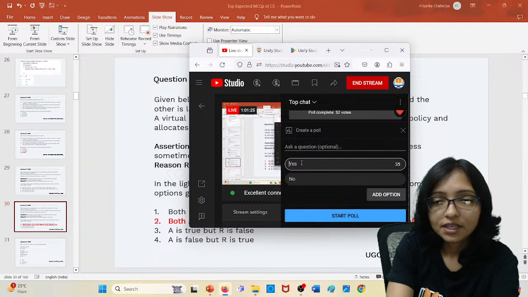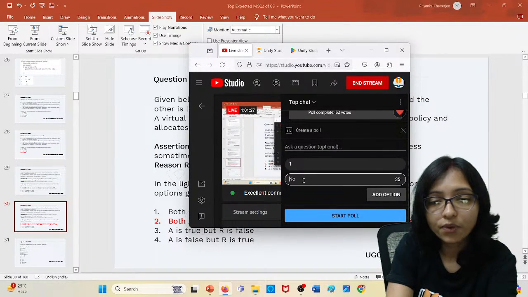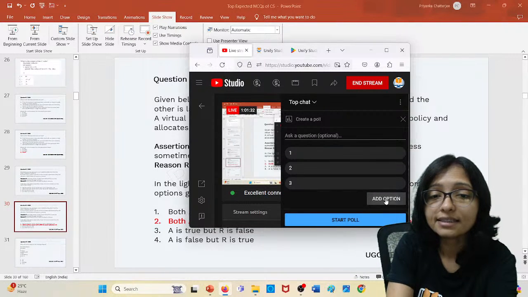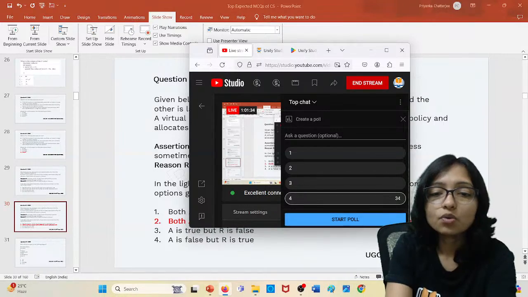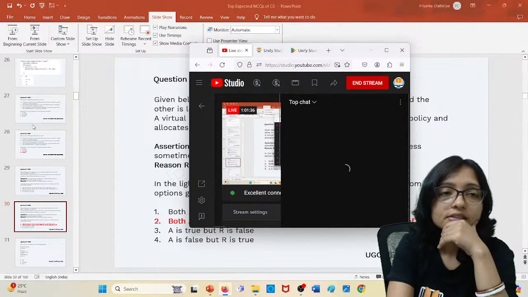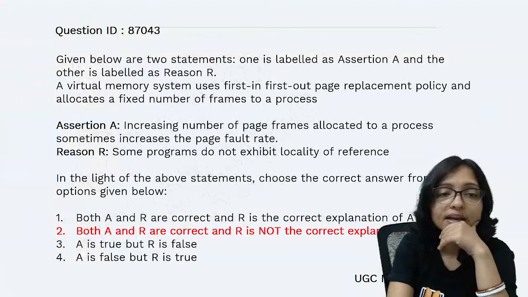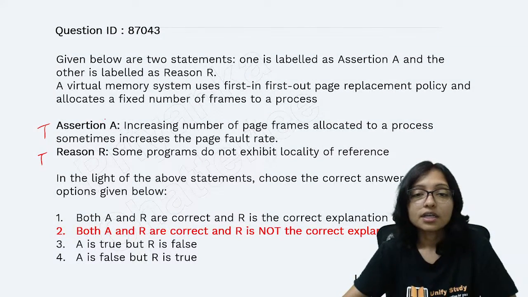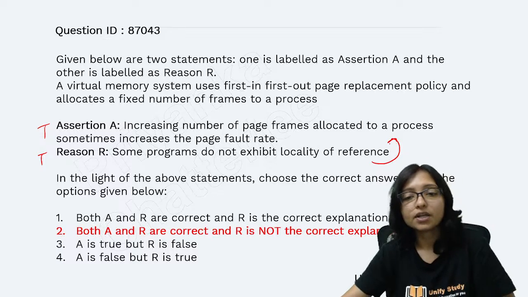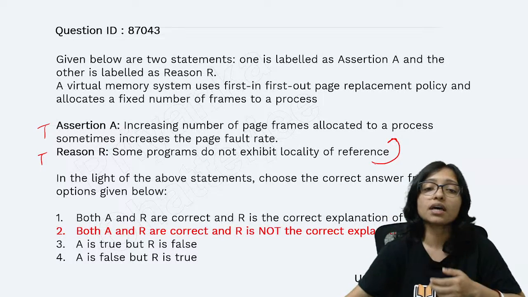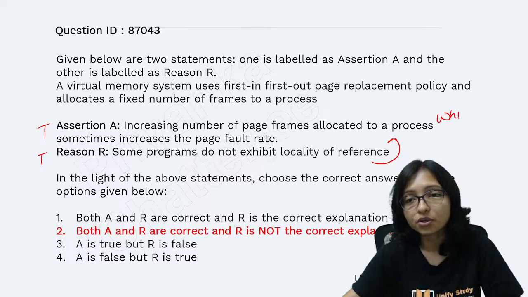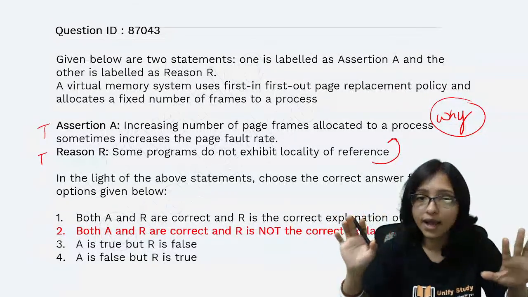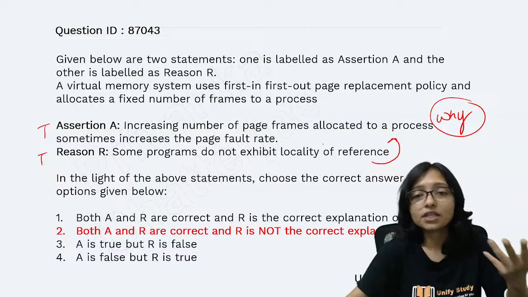Why? Whenever you do an assertion reason question, ask yourself why. Am I getting the answer why? If you are getting the answer why from the reason, then only the reason is correct, otherwise it is not correct. These are two separate statements. It is not supporting the statement, and that's why it is not the correct explanation. Always ask yourself why. It is the best way for assertion reason. The increasing number of page frames and page faults.